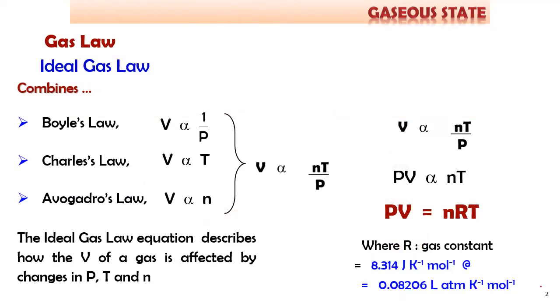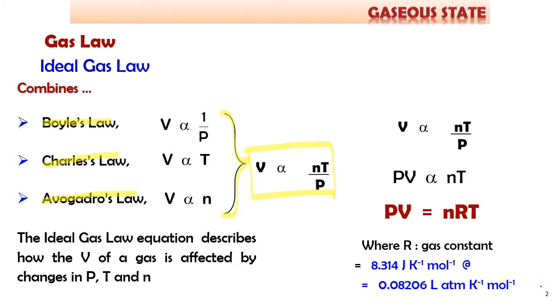Let's look at the ideal gas law. The ideal gas law is a combination of Boyle's law, where volume is inversely proportional to pressure, Charles' law, where volume is directly proportional to temperature, and Avogadro's law, where volume is directly proportional to number of moles. If you combine all of them, you will get this relationship.